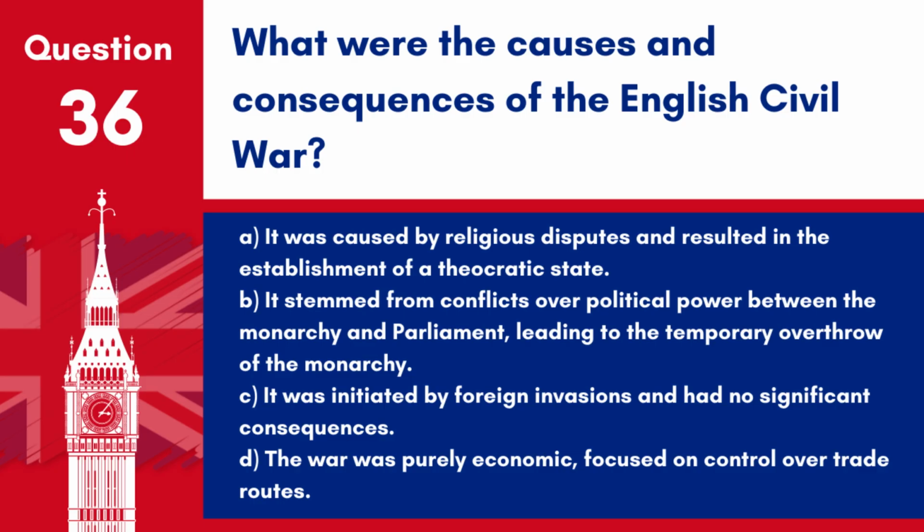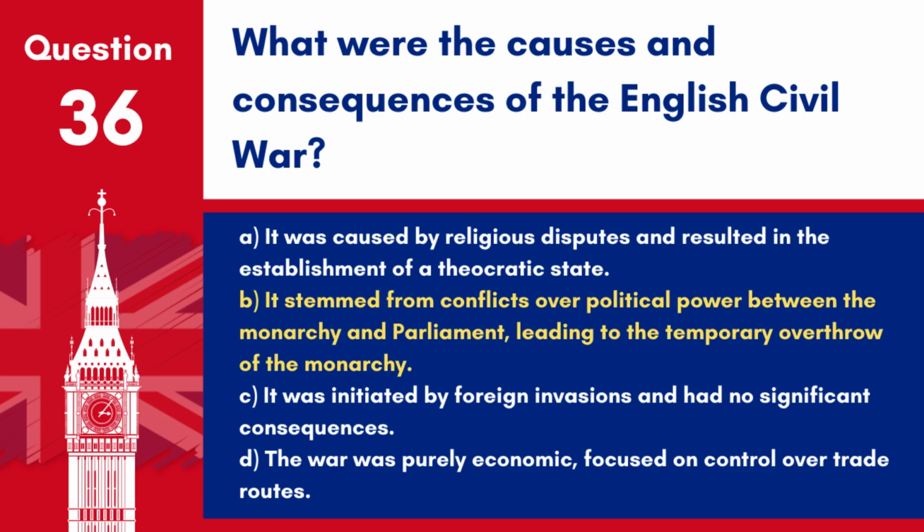Question 36. What were the causes and consequences of the English Civil War? A. It was caused by religious disputes and resulted in the establishment of a theocratic state. B. It stemmed from conflicts over political power between the monarchy and parliament, leading to the temporary overthrow of the monarchy. C. It was initiated by foreign invasions and had no significant consequences. D. The war was purely economic, focused on control over trade routes.